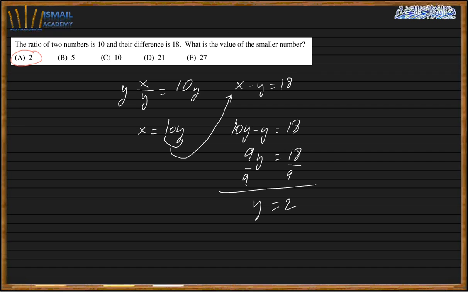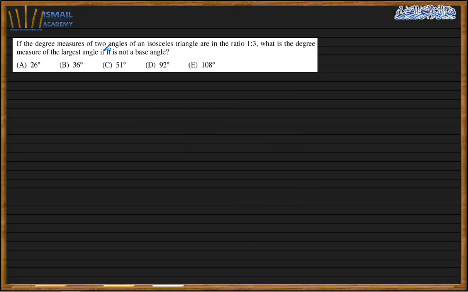Next question. If the degree measures of two angles of an isosceles triangle are in the ratio 1 to 3. So if I have an isosceles triangle, let me try to draw it. It's easier to see how to solve it. Alright, so this is an isosceles triangle. An isosceles triangle has two congruent base angles, and this is different than the base. So the ratio is 1 to 3.